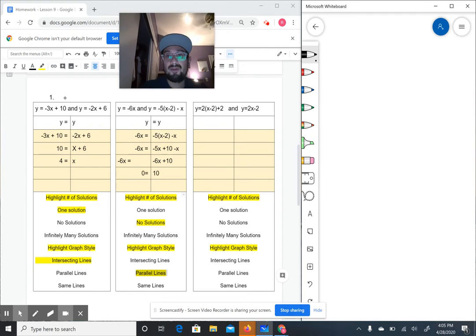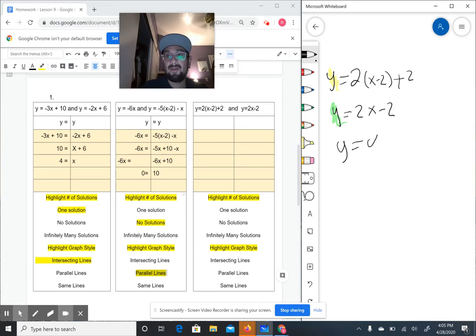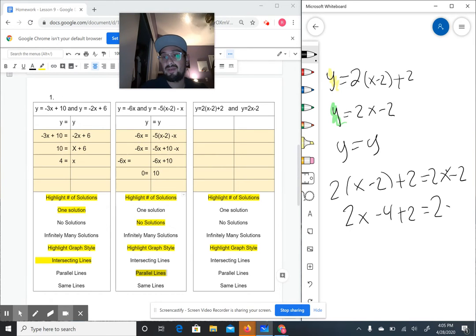So let's go to the next one. Y equals 2 times x minus 2 plus 2, and y equals 2x minus 2. So we're going to do that y equals y again. This is the first y, and this is the second y. So we're going to do 2 times x minus 2 plus 2 equals 2x minus 2. So 2x minus 4 plus 2 equals 2x minus 2. Okay, let's write those steps down. So y equals y.